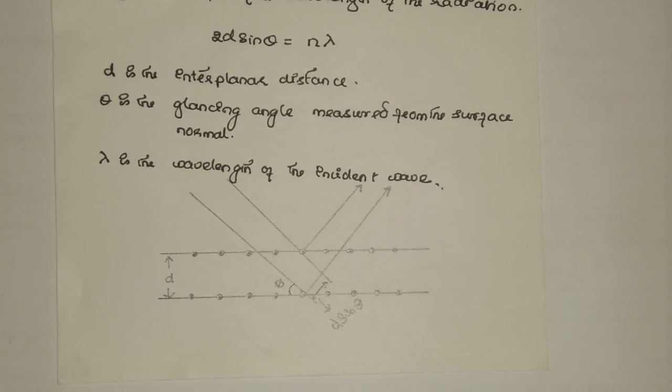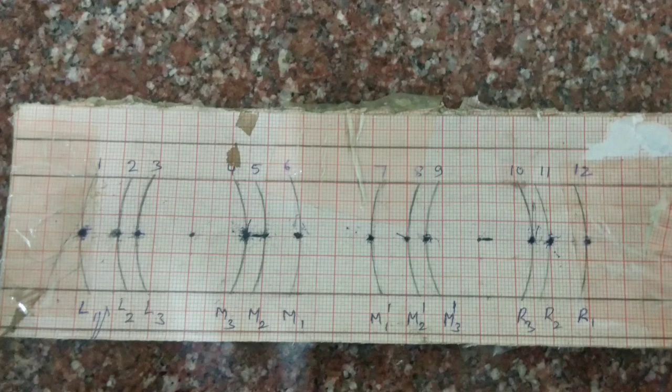So from Bragg's law, 2d sin theta is equal to n lambda, where d is the interplanar distance, theta is the glancing angle measured from the surface normal, and lambda is the wavelength of the incident wave. And this is the X-ray pattern which we are going to notice, and these lines consisting of L1, L2, L3, M3, M2, M1, etc. And these are the readings which are being recorded from the traveling microscope.